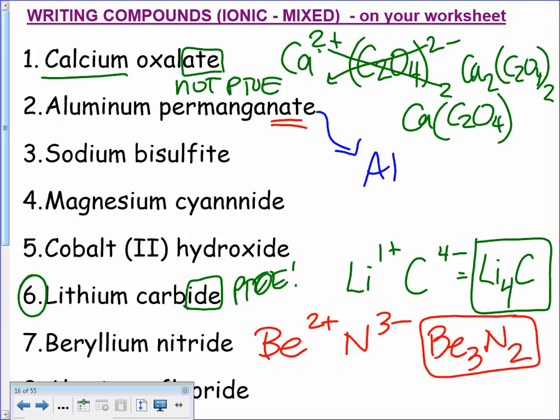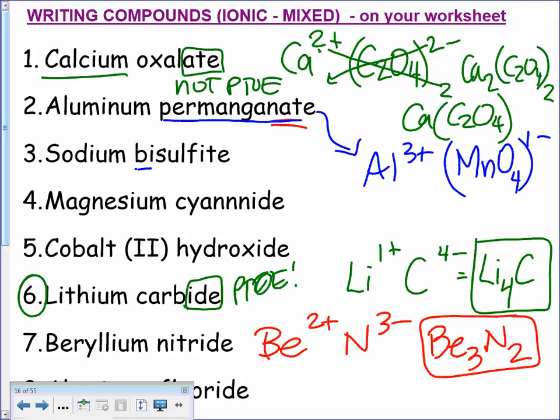Al. Remember these are all ionic, because it's got a metal in it, so what's its charge? 3 plus, because it's in the 3rd group, and it has 3 valence electrons, so it's easier to lose 3. 3 plus charge. Where does permanganate come from? The polyatomic ion list. Look on it. MnO4, charge 1 minus.